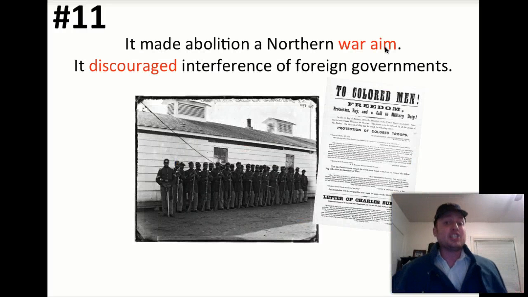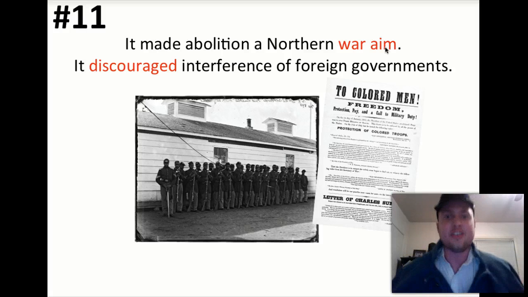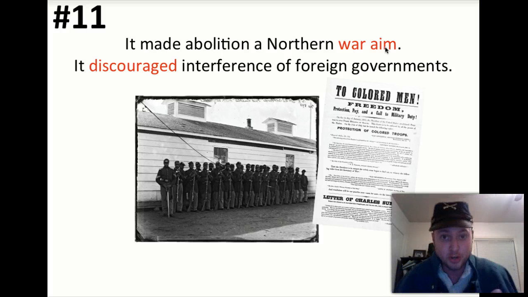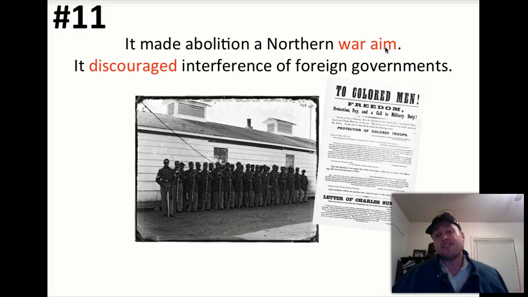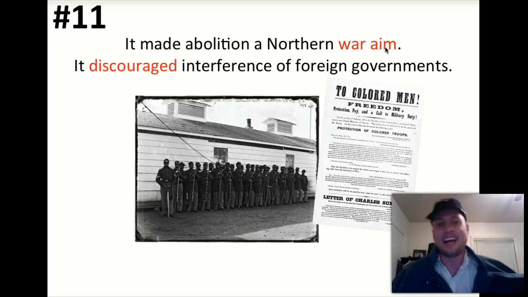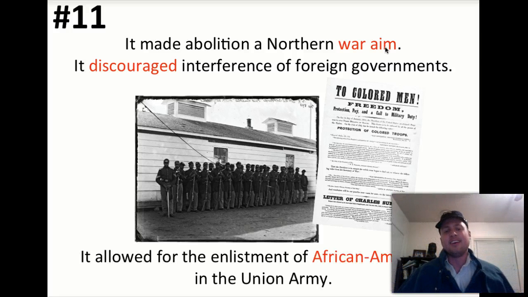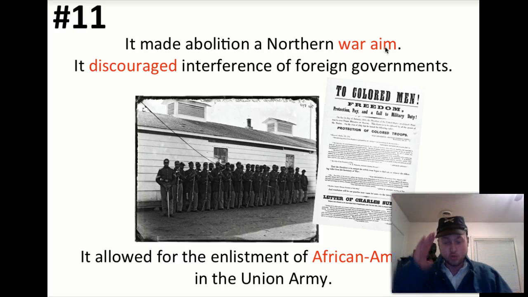Also, it made abolition a Northern war aim. Before, the official war aim was, well, we're holding the Union together. We're stopping secession. Now we're still doing that, but we're also fighting a war to end slavery in these rebelling states. It discouraged interference from foreign governments because, hey, Great Britain, you don't want to help out the South because we've made this a war about slavery, and you don't want to join with the pro-slavery side. No way. Oh, and it also allowed for the enlistment of African Americans in the Union Army. Frederick Douglass' dream has now become a reality. Abe Lincoln makes it so that for the rest of the Civil War, there will be African American troops fighting for the Union Army.